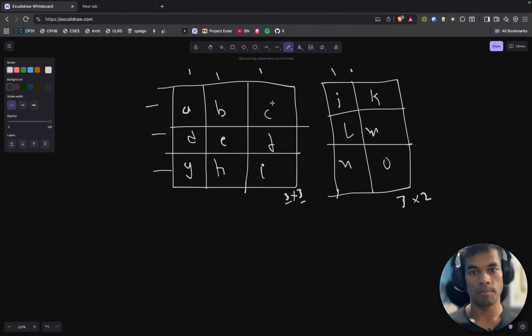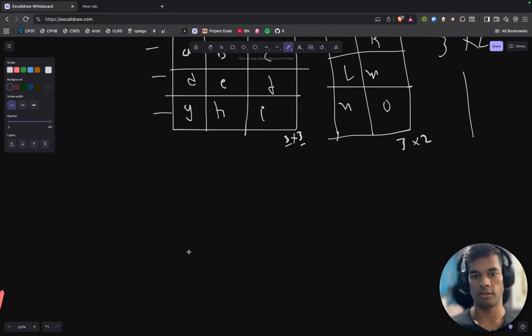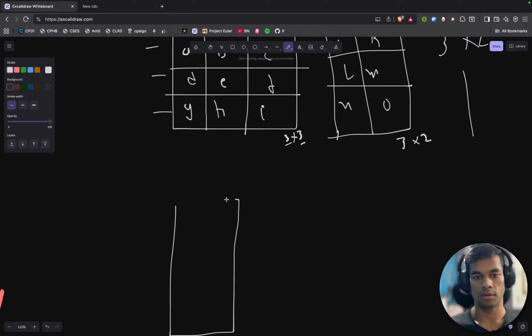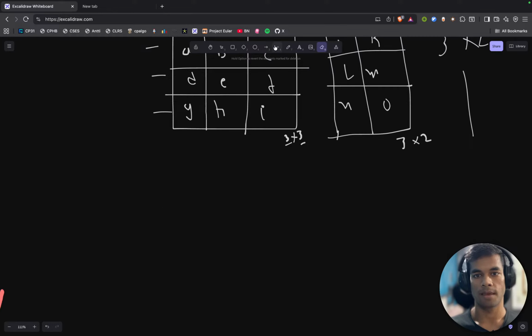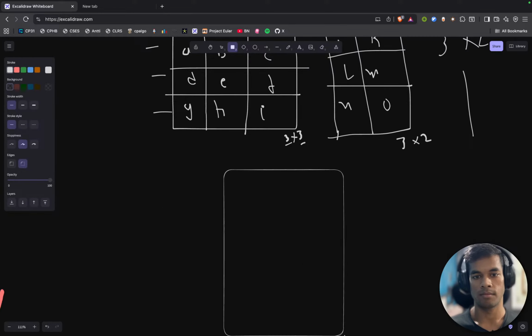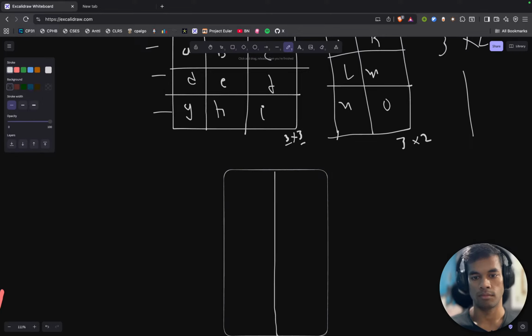We multiply, and the product that we get would be of size 3 by 2, which is a matrix like this.